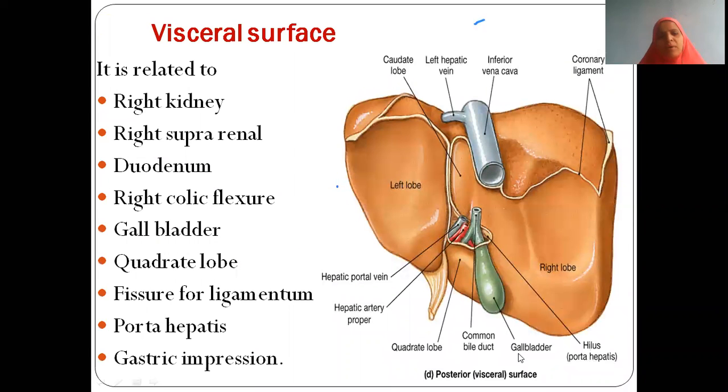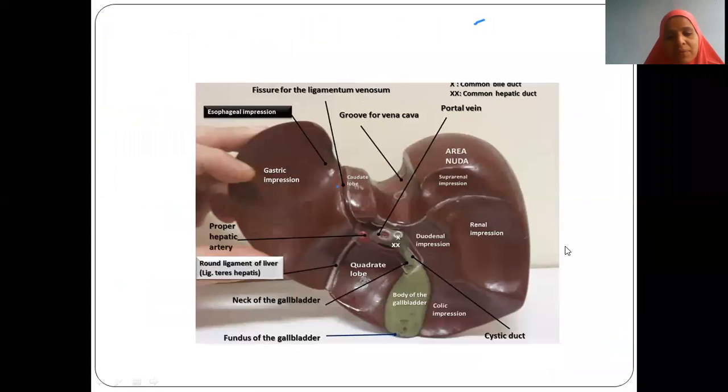Then we were talking about the visceral surface, isn't it? Okay, now let us talk the details of the visceral surface. What are the various impressions it has? See, this is the inferior aspect of the liver. On the inferior aspect, you are finding the stomach impression, that is gastric impression. This is on the left lobe, left side. Though it is not labeled, we actually have esophageal impression. Here you will have gastric impression.